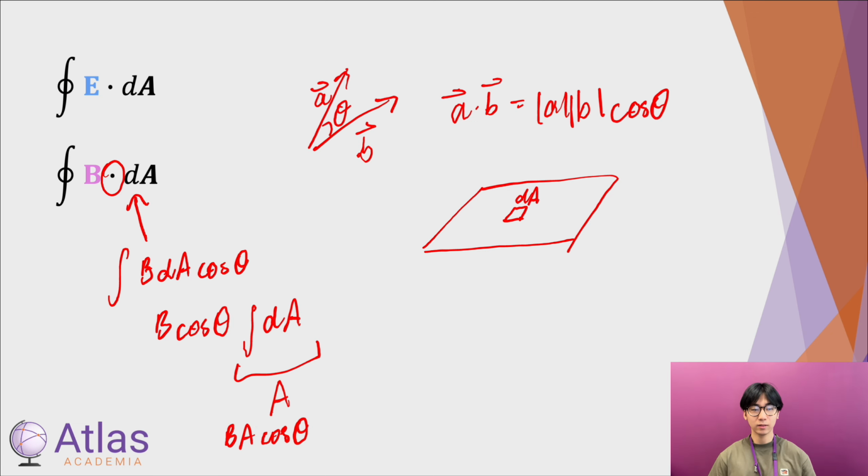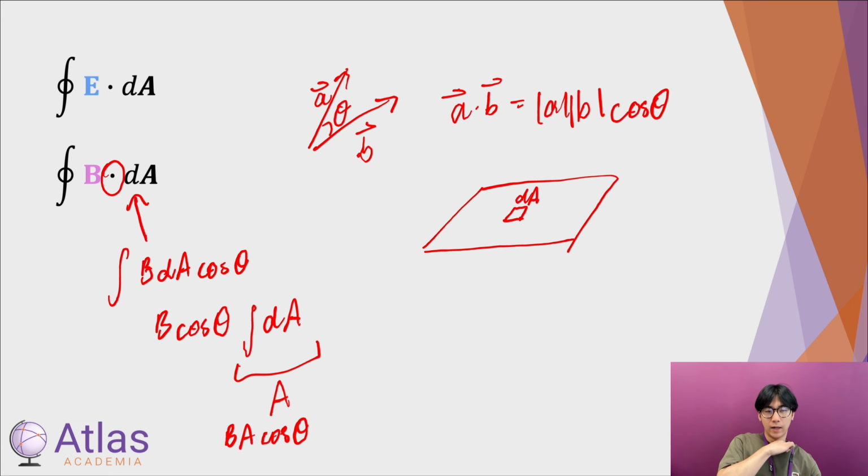BA cos theta, that is magnetic flux, which is in the HSC syllabus and is something you should be familiar with. And so what we see is that the second equation is one that describes magnetic flux, and the first one is one that describes electric flux, which we haven't really dealt with before.